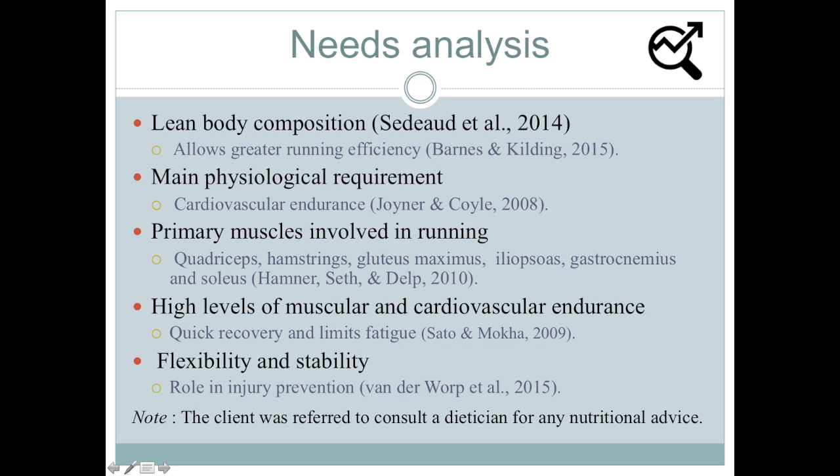Distance runners typically have small physiques and display lean body composition, which allows greater running efficiency. For successful performance in a 5-kilometer run, the main physiological requirement is cardiovascular endurance. Therefore, the aerobic energy system is primarily used. Hamner et al. have identified the primary muscles involved in running. To sustain long distance over time, runners must exhibit high levels of muscular and cardiovascular endurance. It ensures that they recover quickly and limits fatigue throughout the run. Flexibility and stability play a role in injury prevention due to the high-impact nature of the sport. The client was referred to consult a dietitian for any nutritional advice.